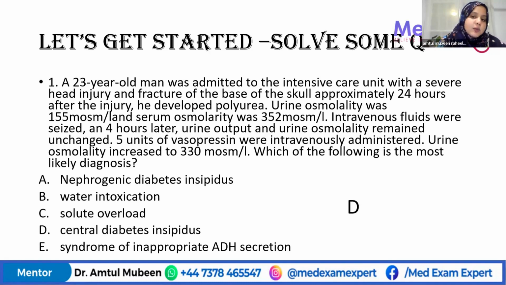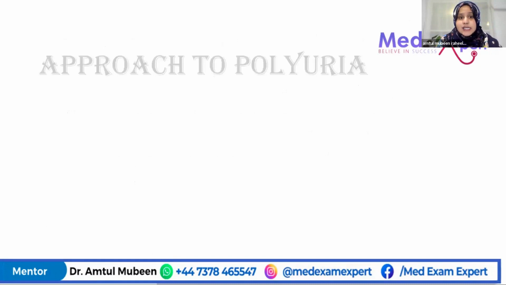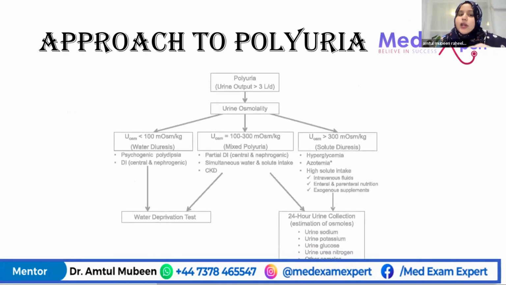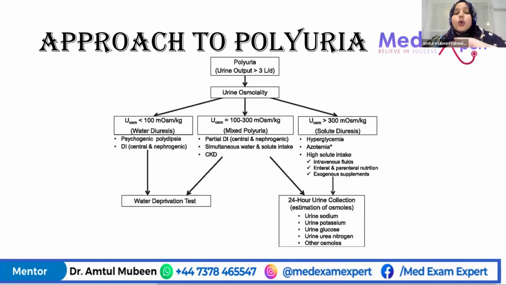Okay, the third option. Now coming to another catch in the question: he is given vasopressin. Why do you need to give vasopressin in this case? Because it's diabetes insipidus, since the osmolality has not increased. How do you know whether it's nephrogenic or central diabetes insipidus? So let's have a quick 2-minute approach so that your concepts are brushed up and you don't need to read this topic again till your finals.